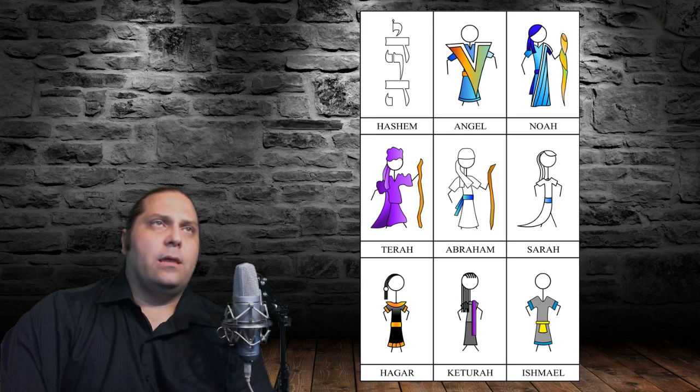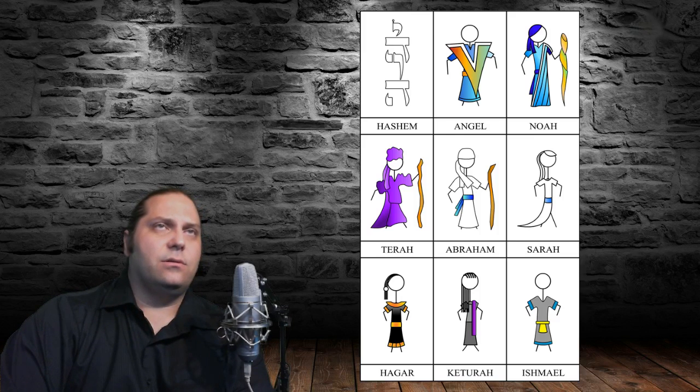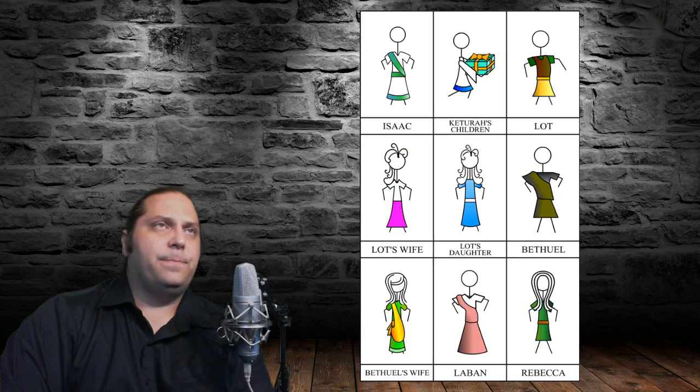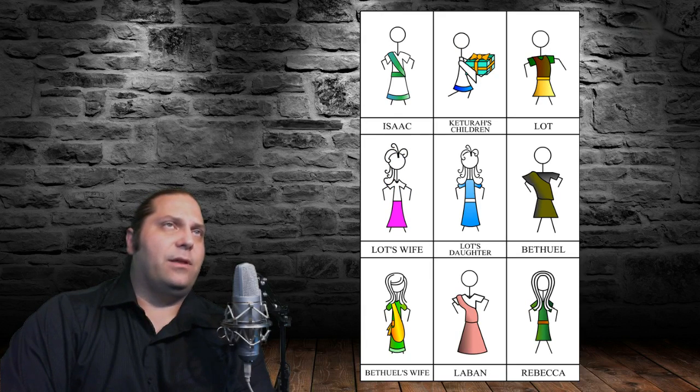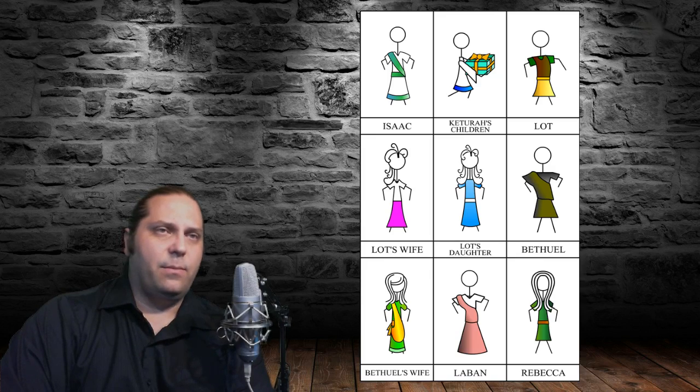So this is the first character page. We talked about Hashem. Next to Hashem we see the angel. There's Noah, Terah, Abraham, Sarah, Hagar, Keturah, and Ishmael. Then we have Isaac, the top left-hand corner, Keturah's children, Lot, Lot's wife, Lot's daughter, Bethuel, Bethuel's wife, Laban, Rebecca.